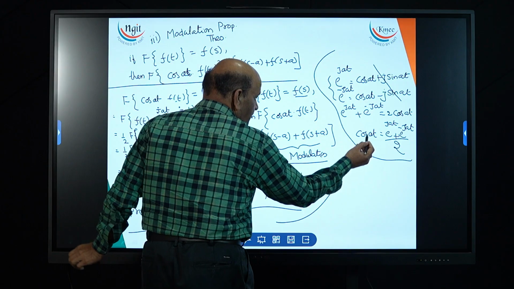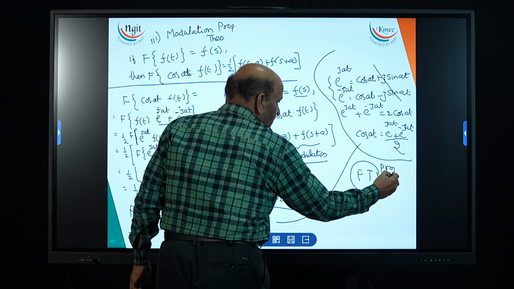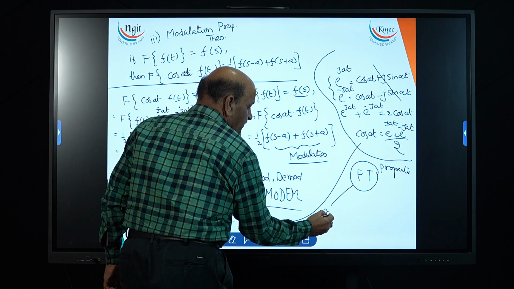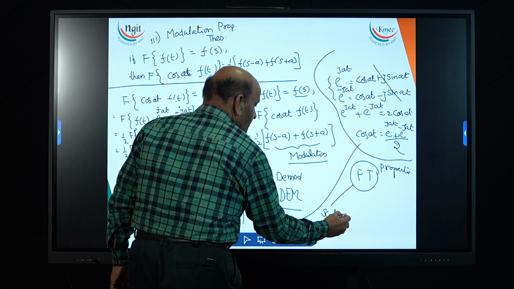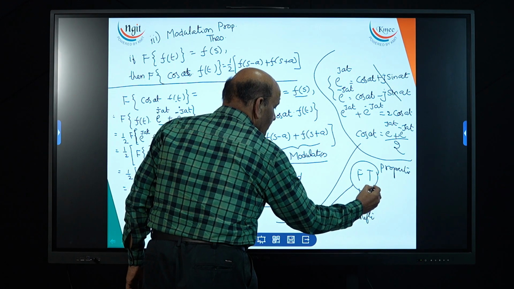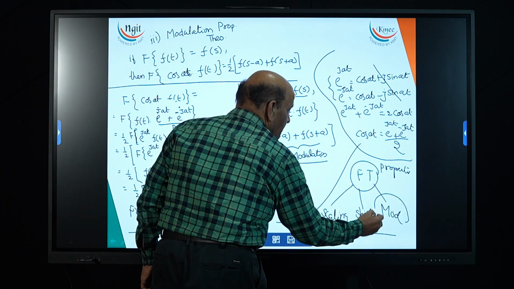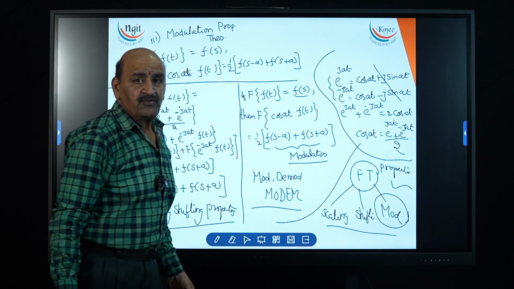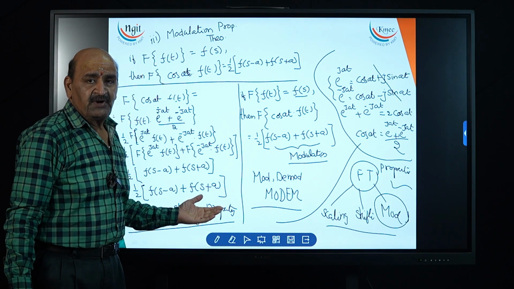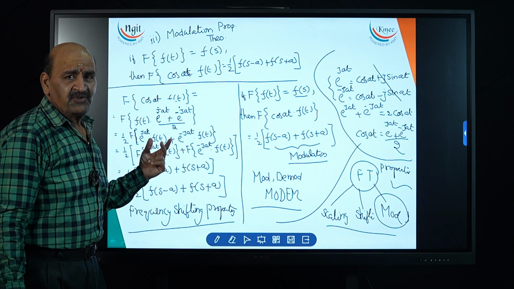Now just look at the Fourier transform properties we have been discussing. The first one is called the scaling property. The second one is called the shifting property. The third one is called the modulation property. Out of these, the modulation property of Fourier transforms is very important. So now we have discussed all the possible properties of Fourier transforms. This question has been repeated 2-3 times in examinations.